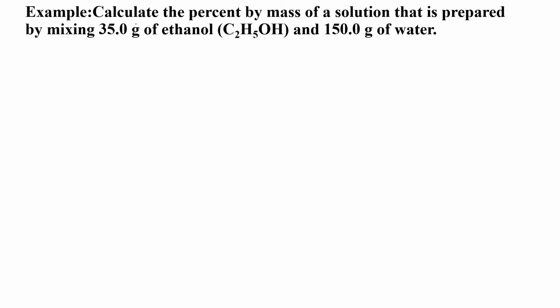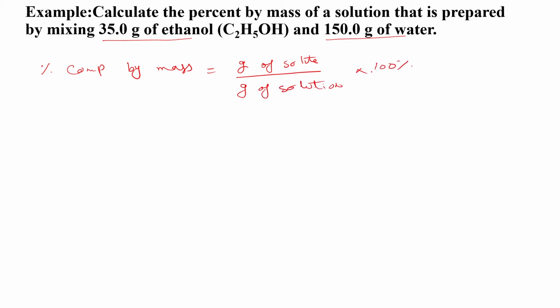The first example is: calculate the percent by mass of a solution that is prepared by mixing 35 grams of ethanol and 150 grams of water. Our formula for percent composition by mass is grams of solute divided by grams of solution times 100%. Okay, so solute is the grams of ethanol, the small quantity is the solute, so 35.0 grams.